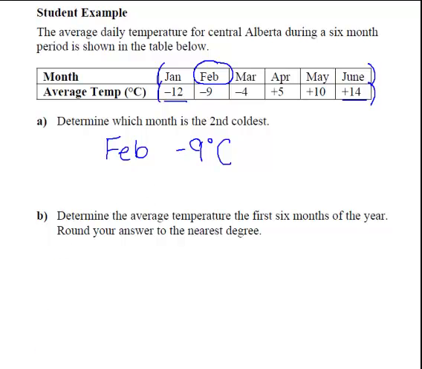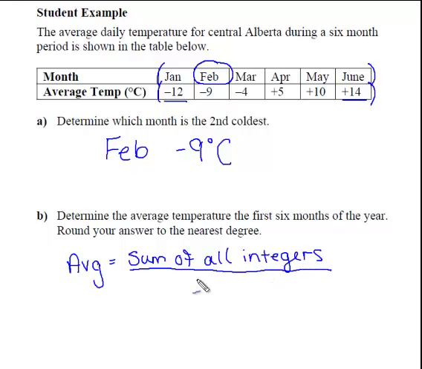Part B asks you to determine the average temperature during those first 6 months of the year and to round your answer to the nearest degree. When we're determining averages, we take the total or the sum of all of the integers we're given. So sum of all integers. And we divide it by the number of integers we're given.